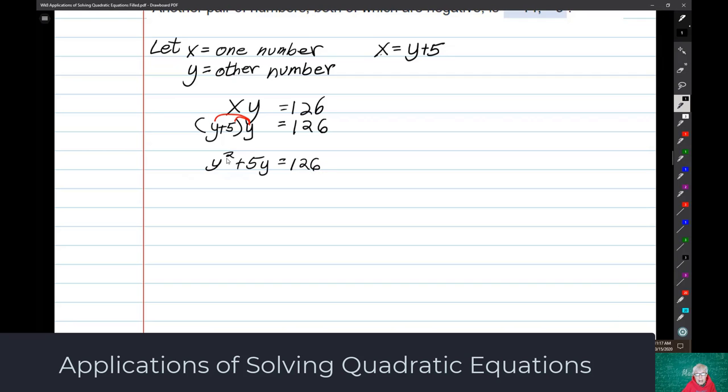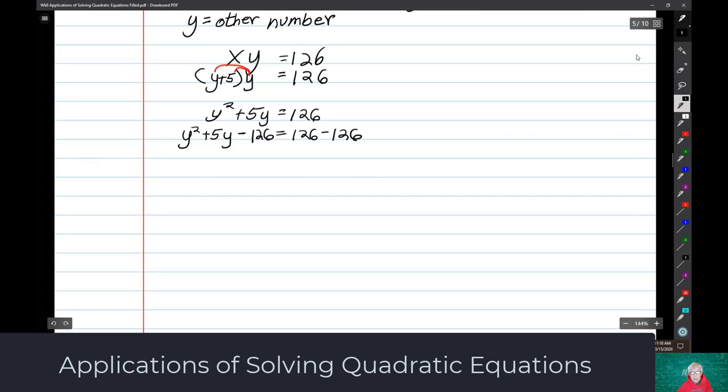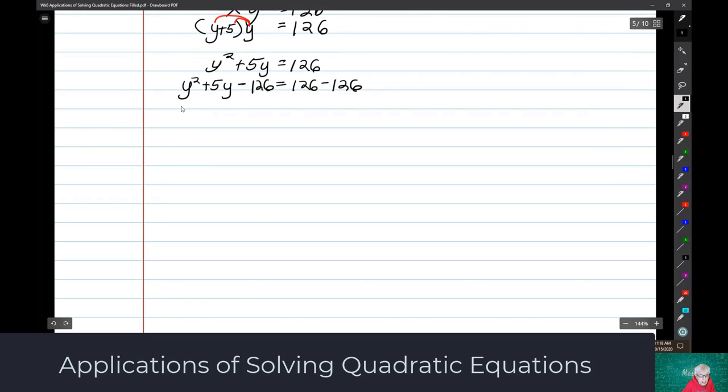And then since it's a quadratic equation, I'm going to subtract 126 from both sides so that I will have Y squared plus 5Y minus 126 equals that 126 minus 126. See, it really doesn't matter whether you subtract or add vertically or horizontally, the job still gets done. So we've got Y squared plus 5Y minus 126 equals 0. Now, I bet this is factorable. But do I really want to go to all that trouble? Why don't we just use the quadratic formula?